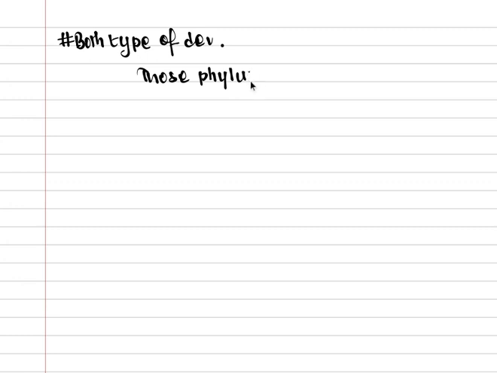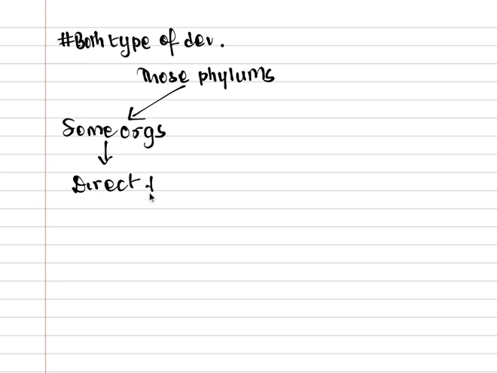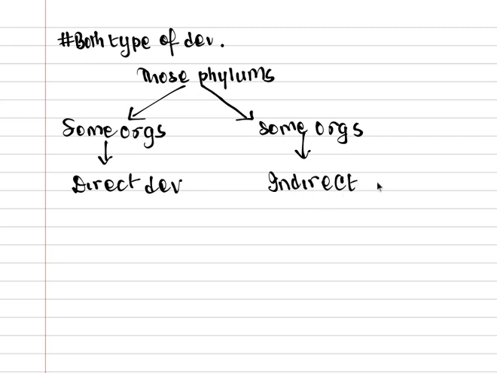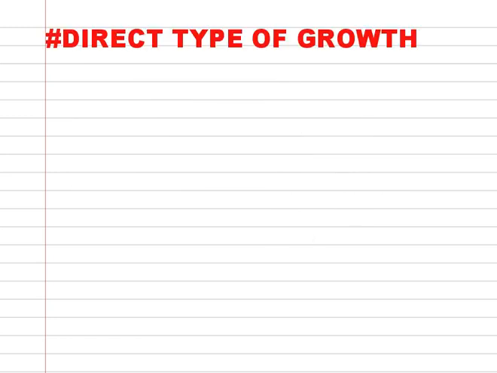for whom some organisms show direct type of development, means they do not have any larval stages, and some other organisms of the same phylum show indirect type of development, means they have larval stages. It is a mixed bag condition actually. So, it is called both type of development. This was enough description. Now, let us go to the trick.